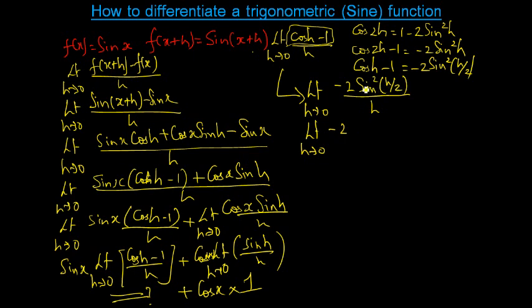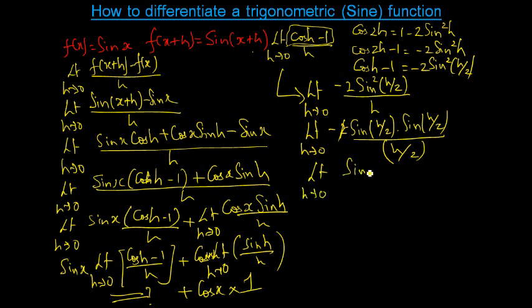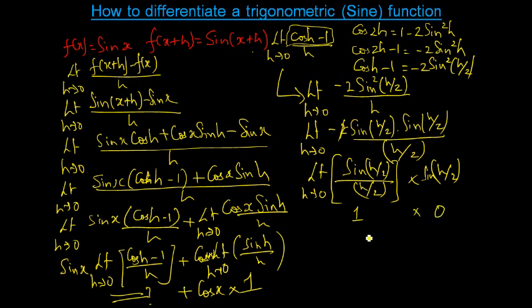Minus 2, I'm just writing this as 2 sines: sin h over 2 times sin h over 2, over h. And this 2 in the denominator will be h over 2. I can write it like sin h over 2 over h over 2 times sin h over 2. If I apply the limit now, this limit becomes 1 and this becomes 0. Therefore, finally the answer for this limit is 0.